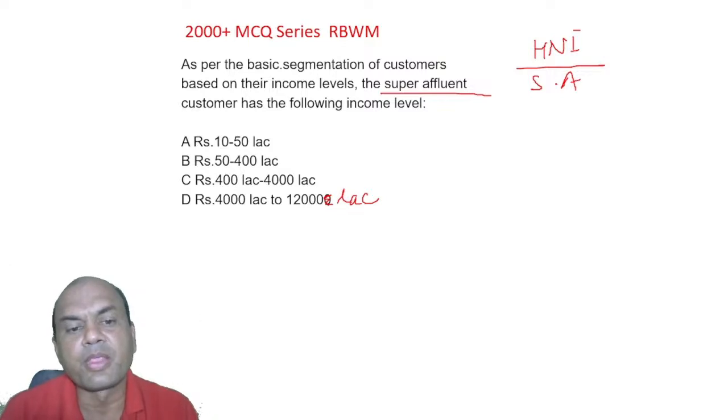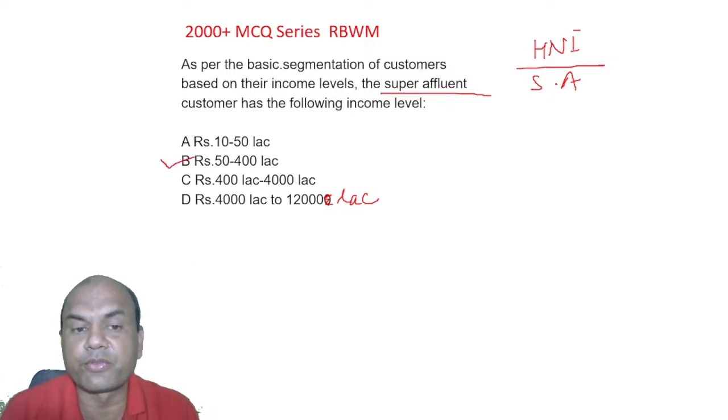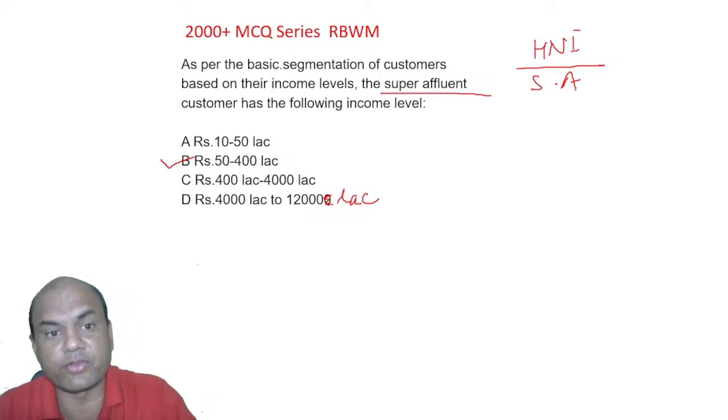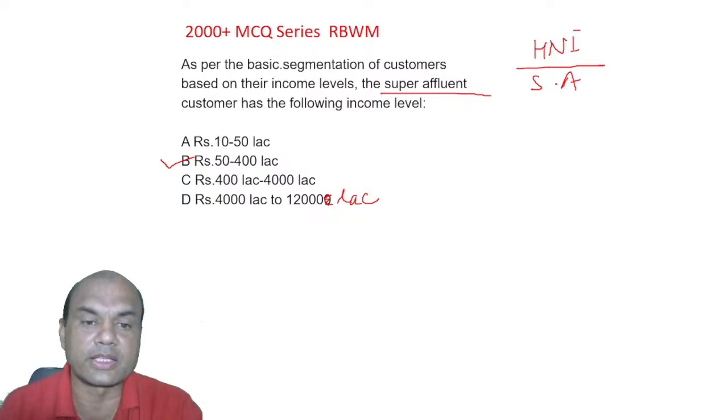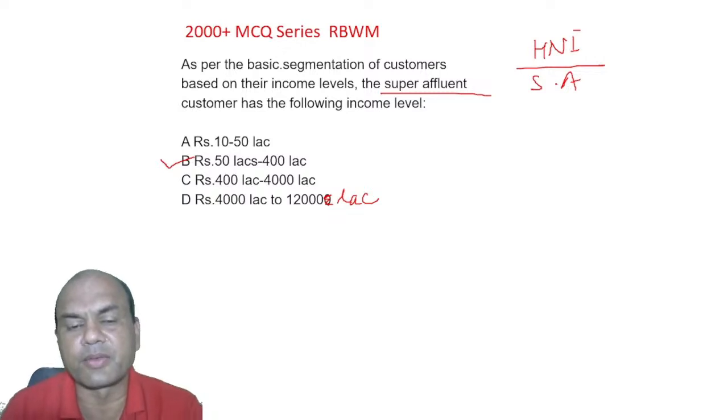So what is super affluent? Super affluent comes from 50 to 400 lakhs. 50 means 50 lakhs to 400 lakhs. That is the right answer. Otherwise you will think 50 rupees. It is 50 lakhs to 400 lakhs. That is the meaning.